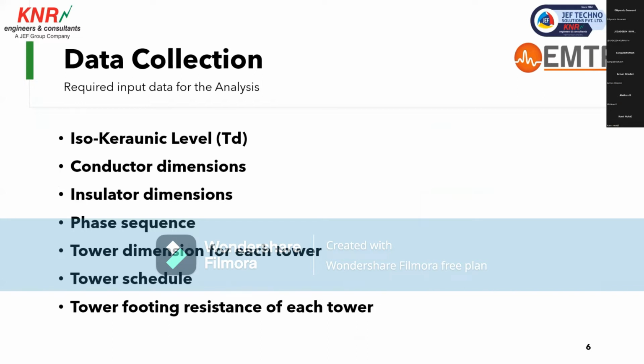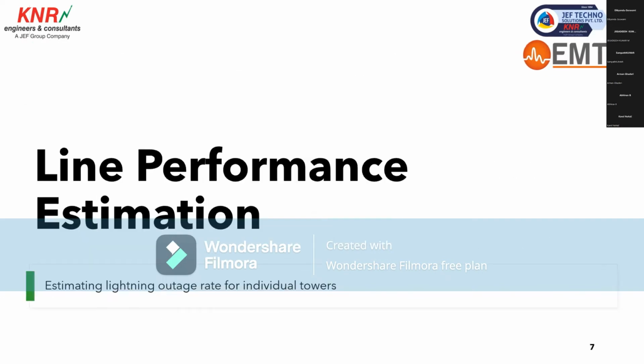We require the conductor dimensions, insulator dimensions, and the phase sequence in which the tower is configured, and the tower dimensions, and tower schedules, and tower footing resistance of each tower. These are all critical data which is very important for this analysis. So next step is the line performance estimation.